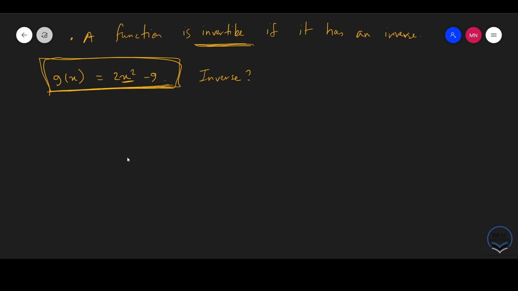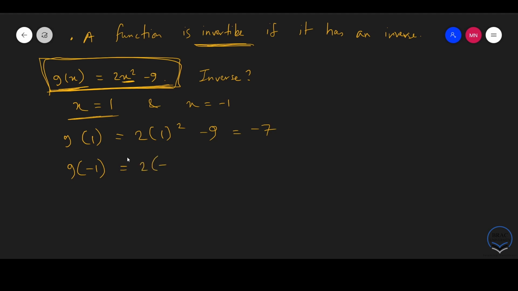Now we can see that there is an x squared term here, meaning that there is a good chance that there are multiple values of x, or at least two values of x, that give us the same output. So let's consider x to be equal to 1 and x to be equal to minus 1. For x equal to 1, we have g of 1 is equal to 2 times 1 squared minus 9, and this gives us minus 7. Similarly, when x is equal to minus 1, we have g of minus 1, which is 2 times minus 1 squared minus 9, and this also gives us minus 7.